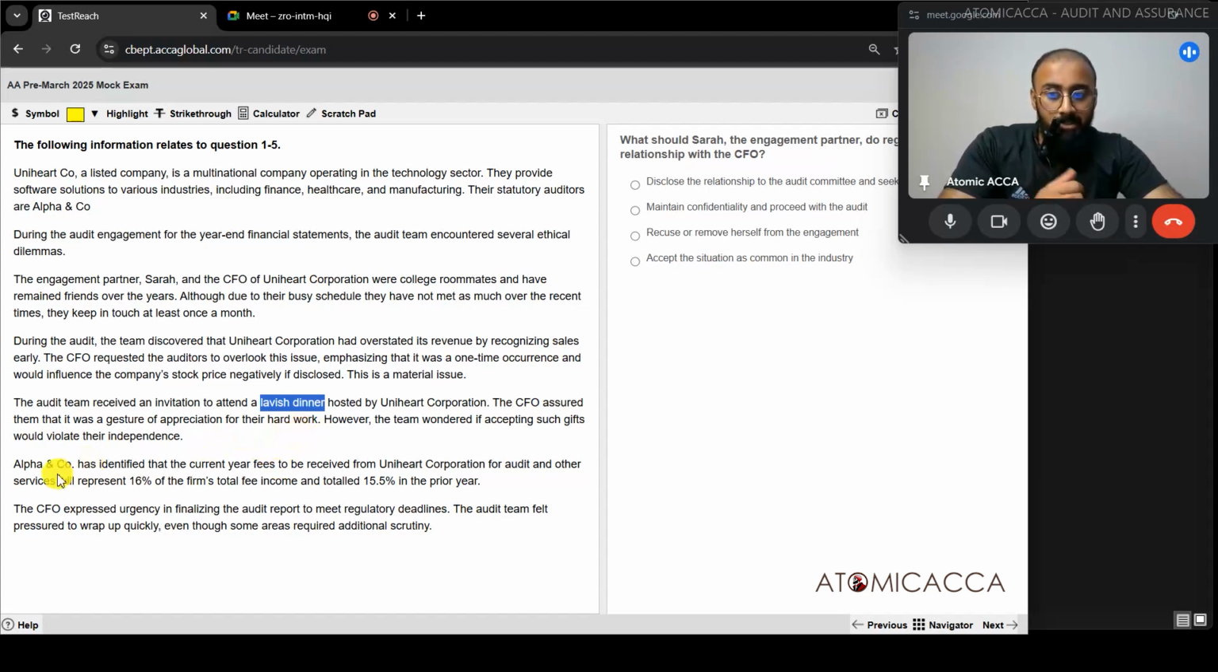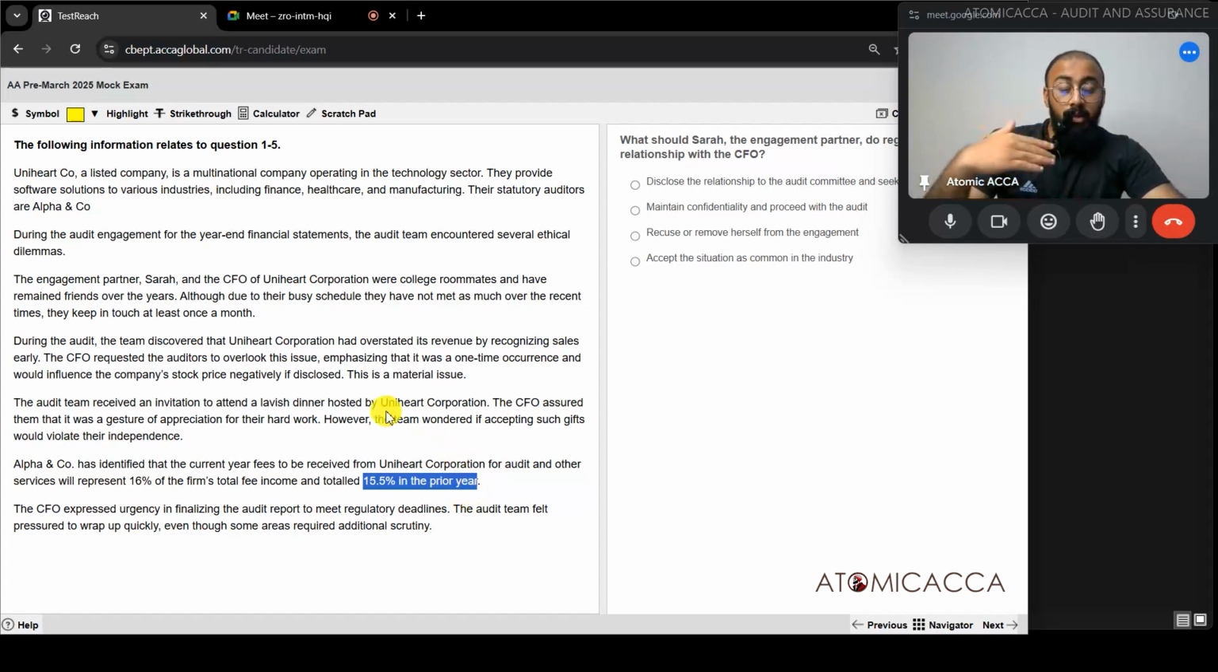Alpha and Company, that is the audit firm, has identified that current year fees to be received from Unihart Corporation for audit and other services, which means they are providing audit and non-audit services, will represent 16% of the firm's total fee income and totaled 15.5% in the prior year. So in the last year and this year, it is going above the 15% threshold limit. So there are some ethical issues over here.